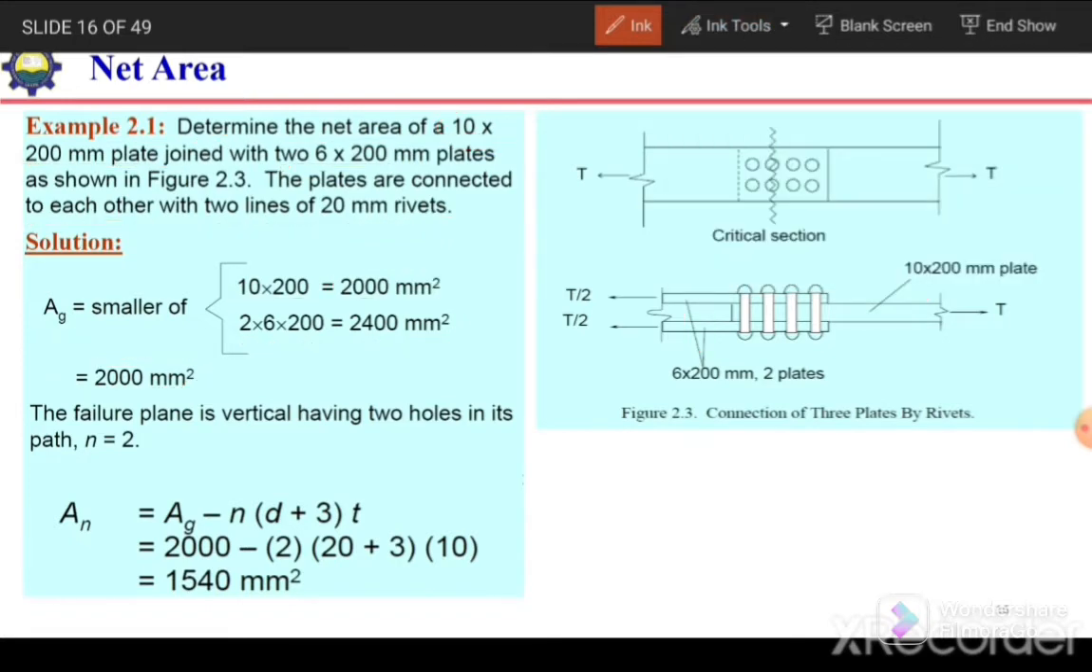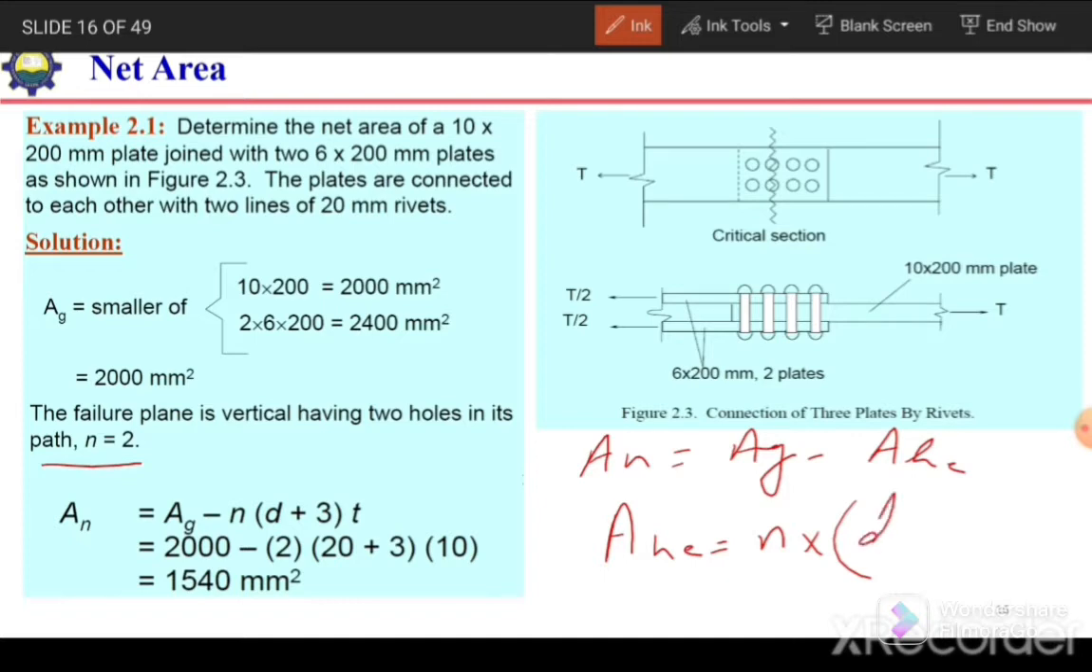The failure plane is vertical having two holes in its section, so n is 2. So now we need to calculate the net area, An. To calculate the net area, we can say An is equal to Ag minus the area of holes. And for the area of holes, or effective area of holes, we have n times the diameter of bolt plus 3, times the thickness t.